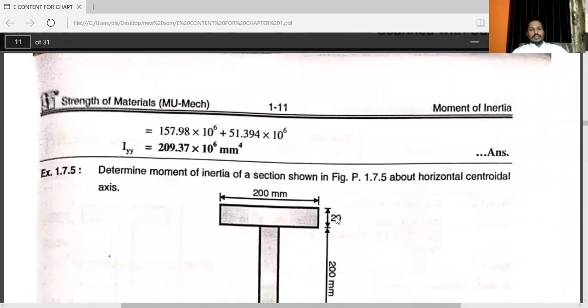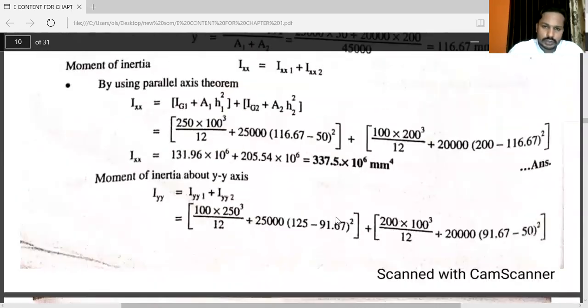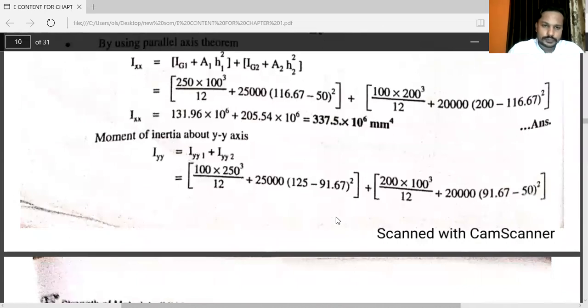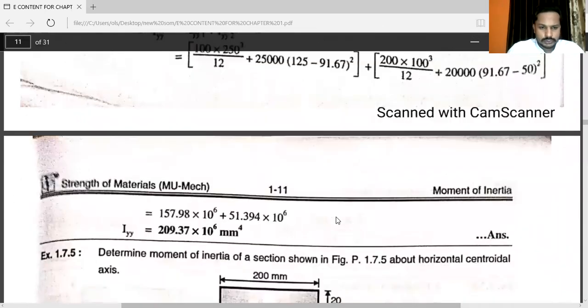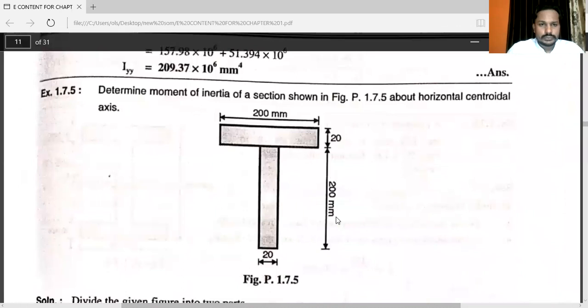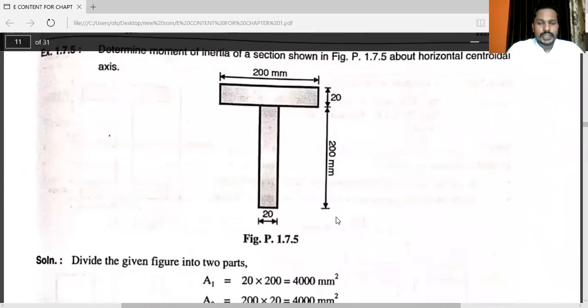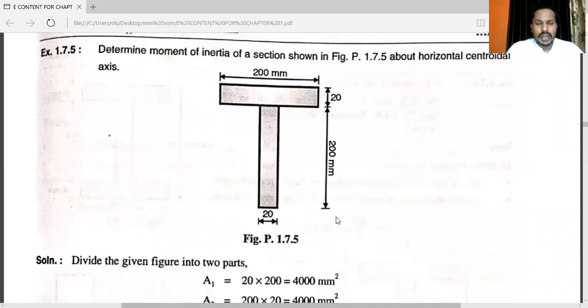See, I have just taken the L shape. So many shapes are there. We will consider T shape, I shape, Z shape, C shape in the next video.